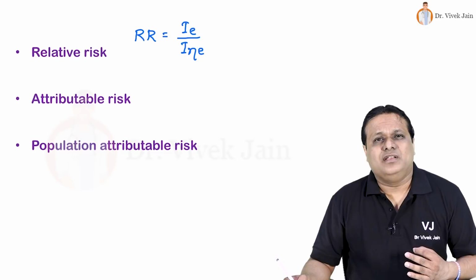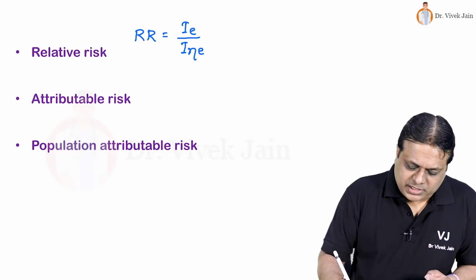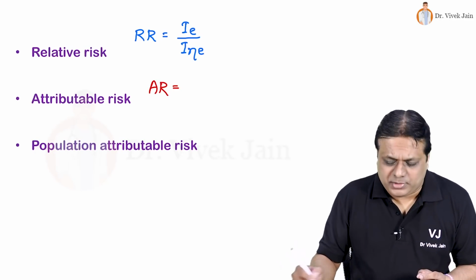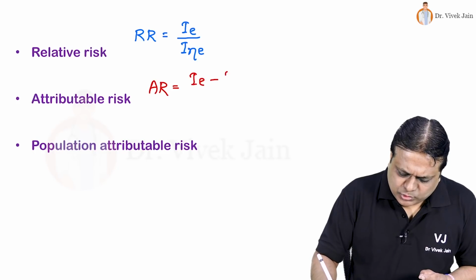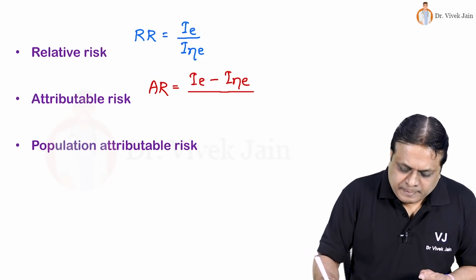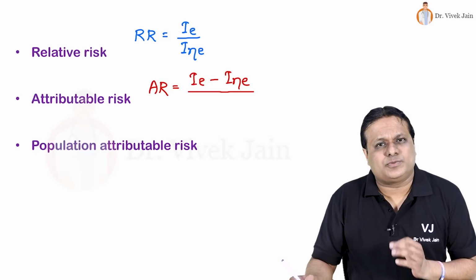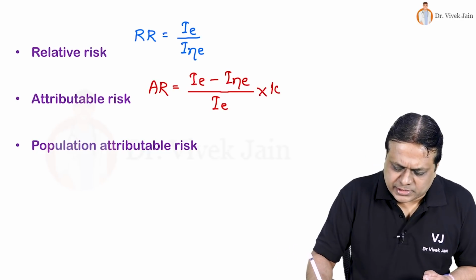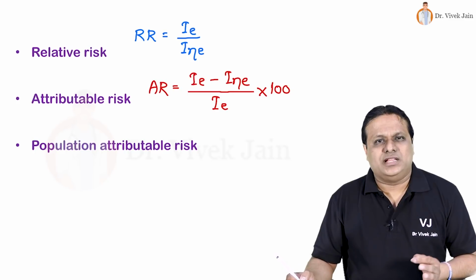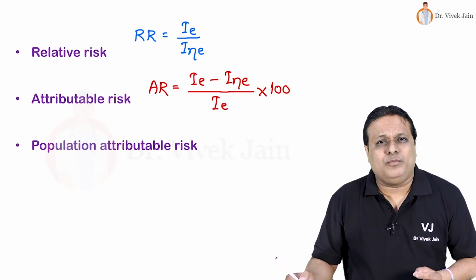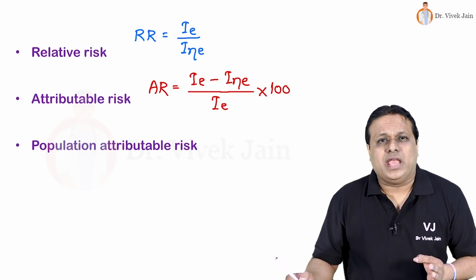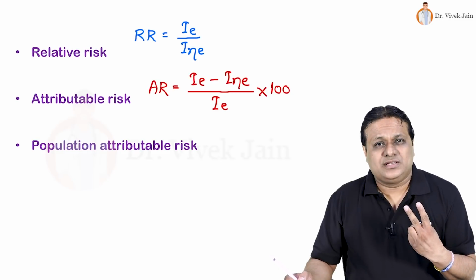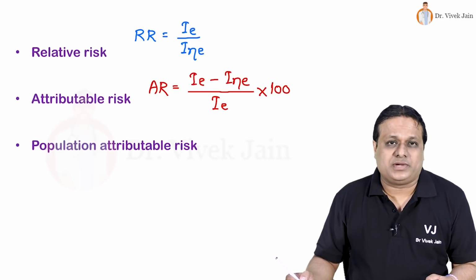But besides relative risk, we also use attributable risk, AR. What is the formula of attributable risk? It is incidence in exposed minus incidence of the same disease in non-exposed group divided by incidence in exposed and multiplier is 100. Attributable risk tells you how much of the disease could be attributed to the risk factor. Friends, please remember, attributable risk is also known as excess risk, risk difference, or absolute risk also sometimes.